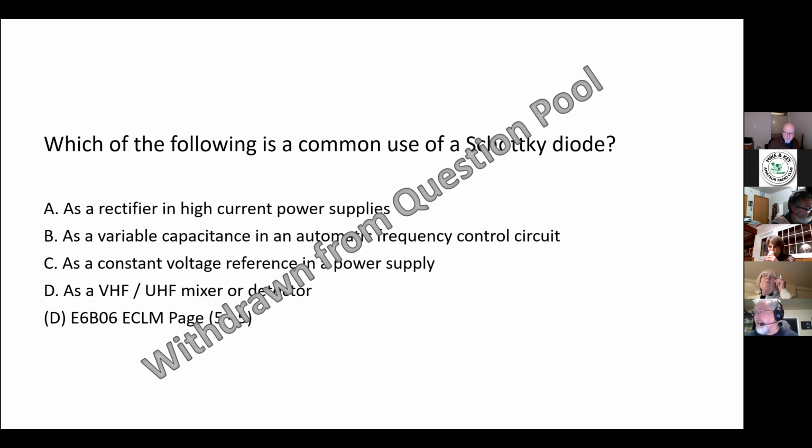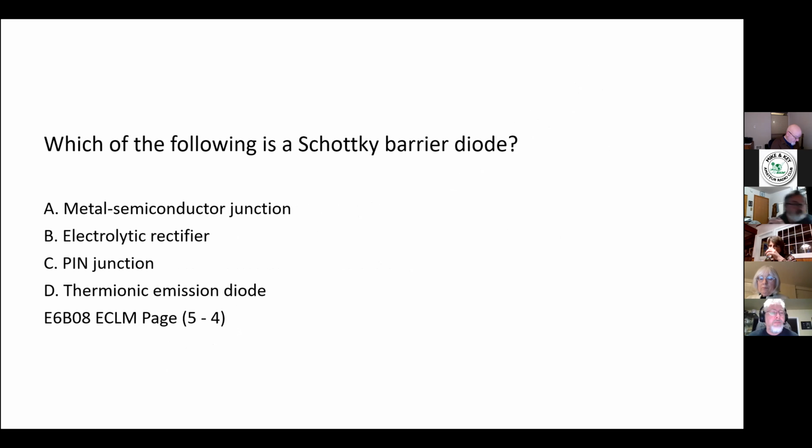Alrighty, let's move on. Which of the following is a Schottky barrier diode? A, metal semiconductor junction. B, electrolytic rectifier. C, pin junction. Or D, thermionic emission diode? A. A is correct. Metal semiconductor junction.